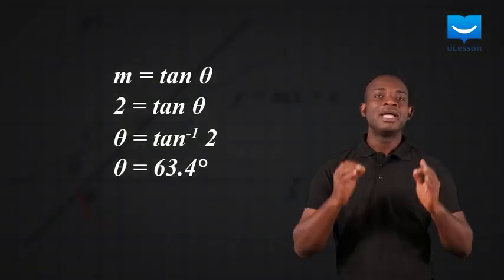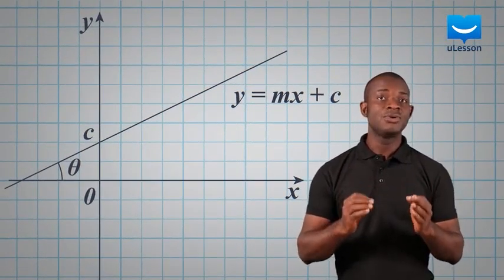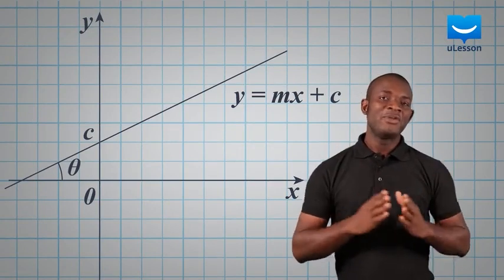In summary, a diagrammatic representation of the key lines, angles, and axes to note when representing a straight line can be seen here. That will be all for this lesson.